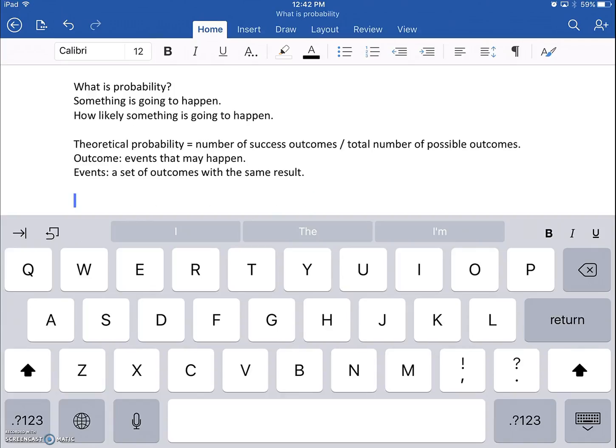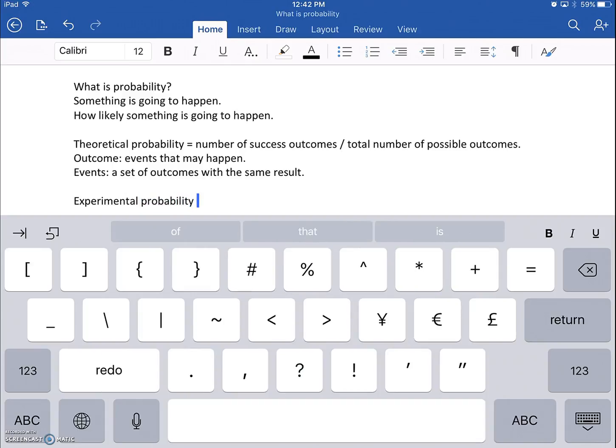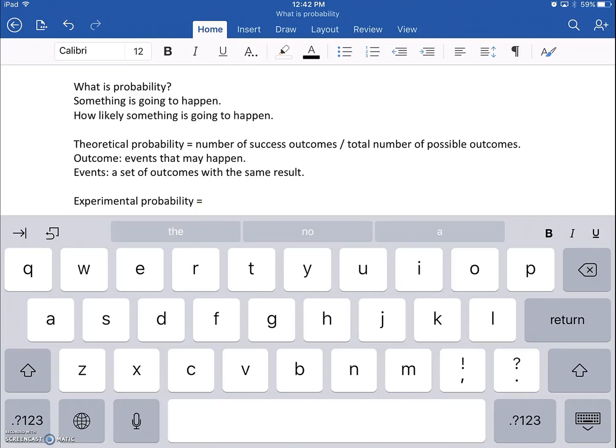Alright, so right now let's focus on experimental probability. I don't know how to spell this. Experimental probability. Is it right? Okay, I'm right. So what is experimental probability? In a textbook they are saying number of trials, and over total number of trials. Make sure your trial is written as trials, okay?